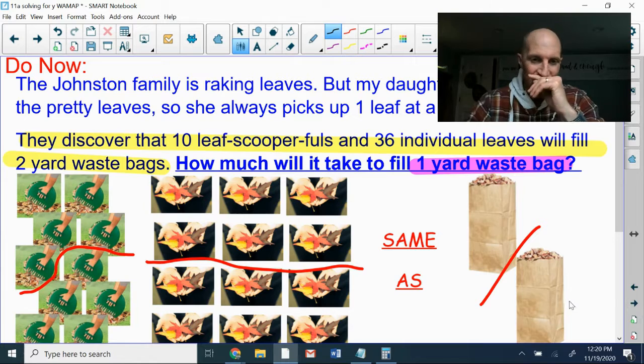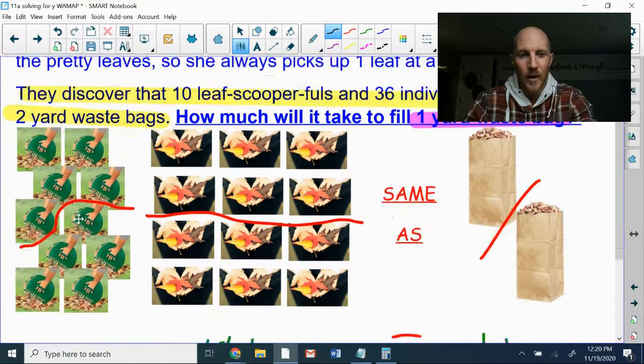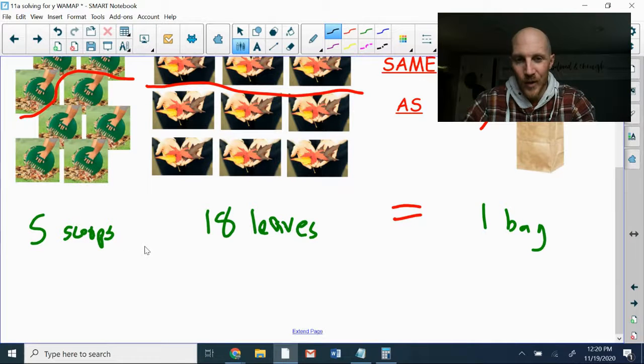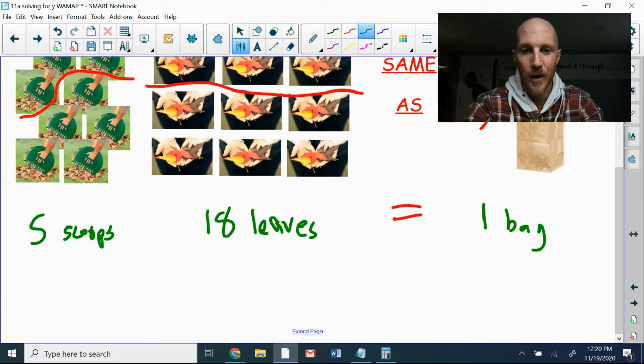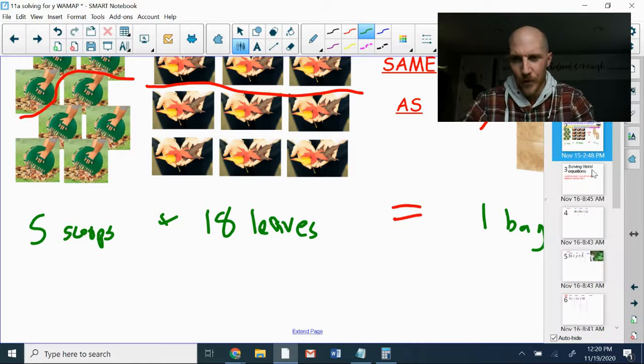Okay, so here's what I did. I said, look, I don't want 2 bags. I want just one. What if I just cut everything in half, right? Instead of 10 scoopers, what if I just had 5 scoops? And instead of all 36 leaves, what if I just had 18? And instead of 2 bags, I'd have 1 bag, right? Cut everything in half, 5 scoopers and 18 individual leaves makes 1 yard waste bag. There's other ways you could come up with this answer too.